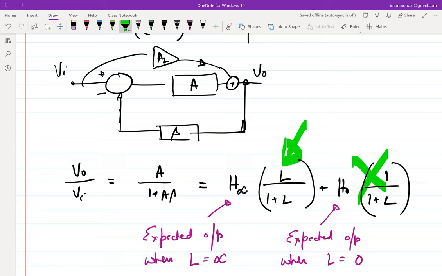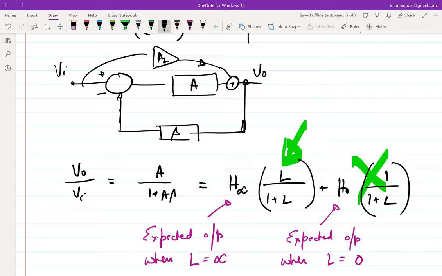But sometimes, if you encounter some feedback system where the input is applied at various places, you might see that this H infinity L by 1 plus L will not give you the exact answer. In that case, you'll have to go back and check whether there is a direct path. Even if I cut the feedback out, whether I still have a direct path between input and output.